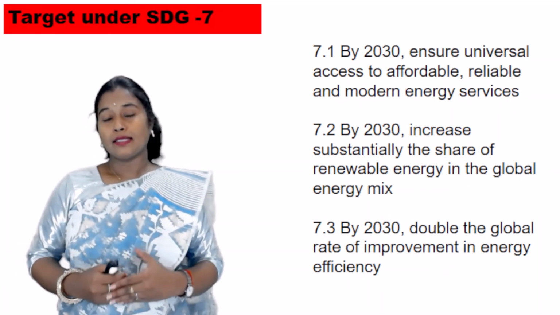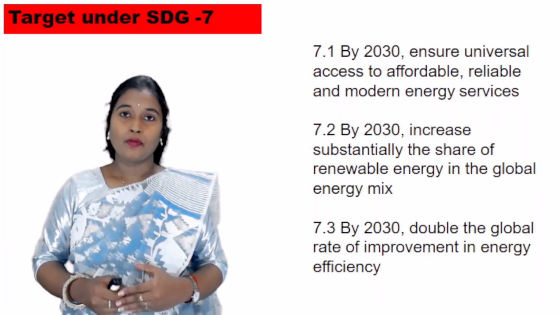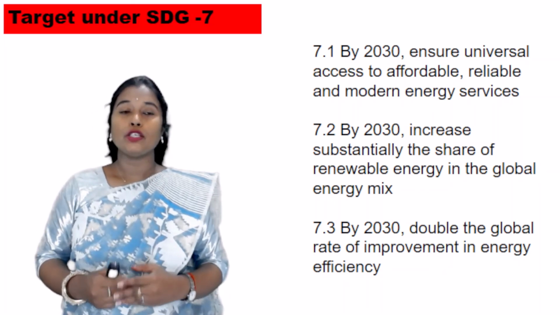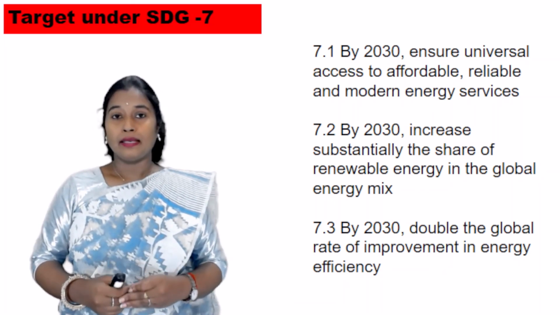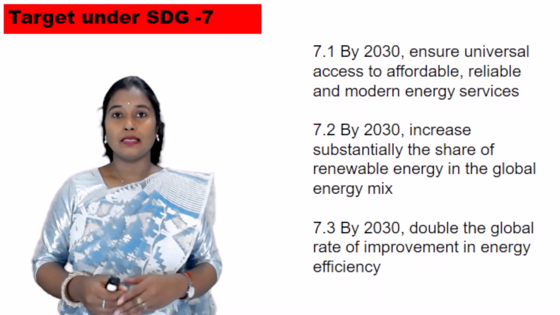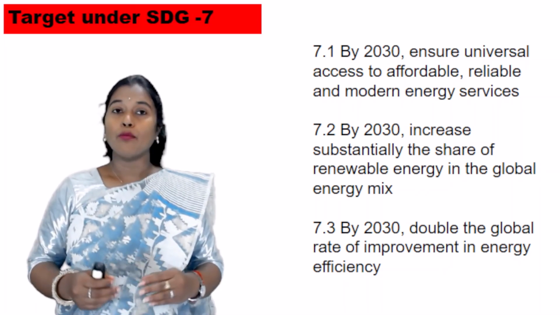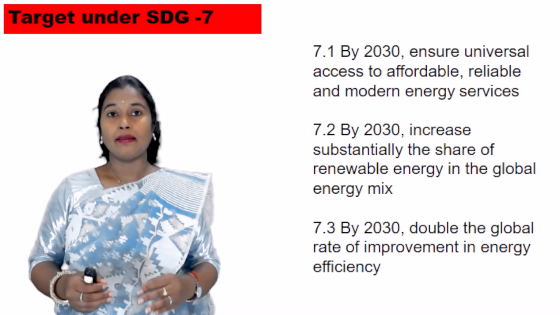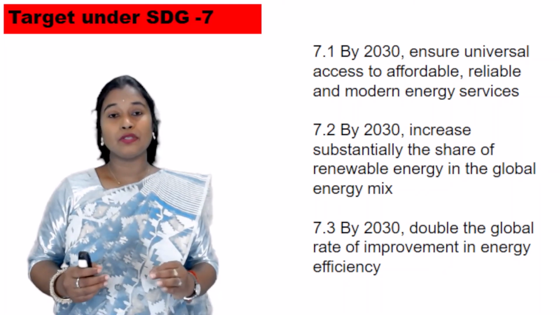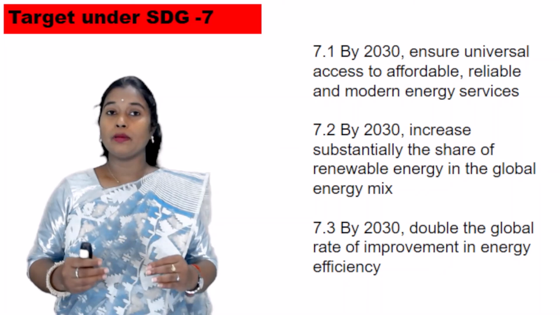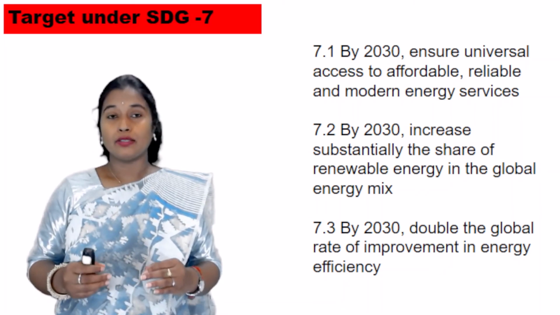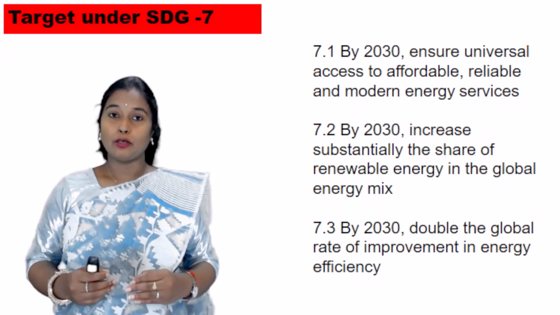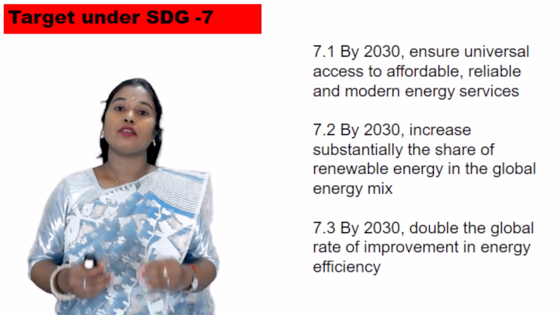The targets under Sustainable Development Goal 7. There are 3 targets. Number 1: by 2030, ensure universal access to affordable, reliable, and modern energy services. Number 2: by 2030, increase substantially the share of renewable energy in the global energy mix. And number 3: by 2030, double the global rate of improvement in energy efficiency.